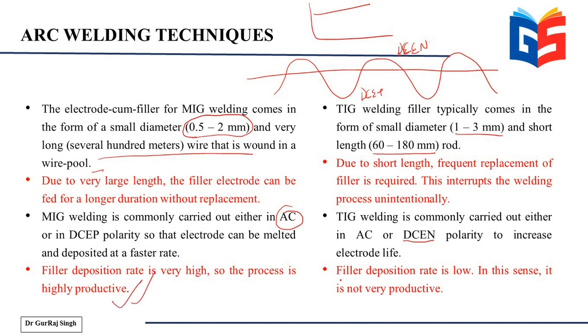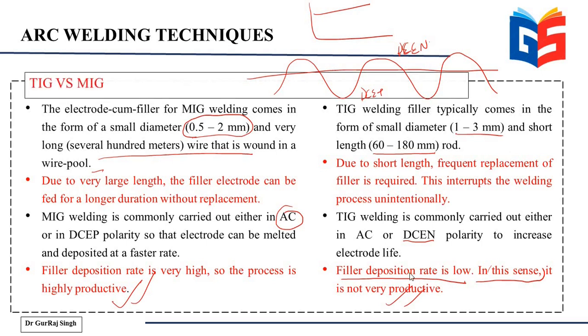On the other hand, the filler deposition rate is low here in case of TIG, because it is connected to the negative electrode, and in this sense, in the sense of being productive, it is less productive. But if you take a look at the quality of weld, it will be much better in case of your TIG welding approach.